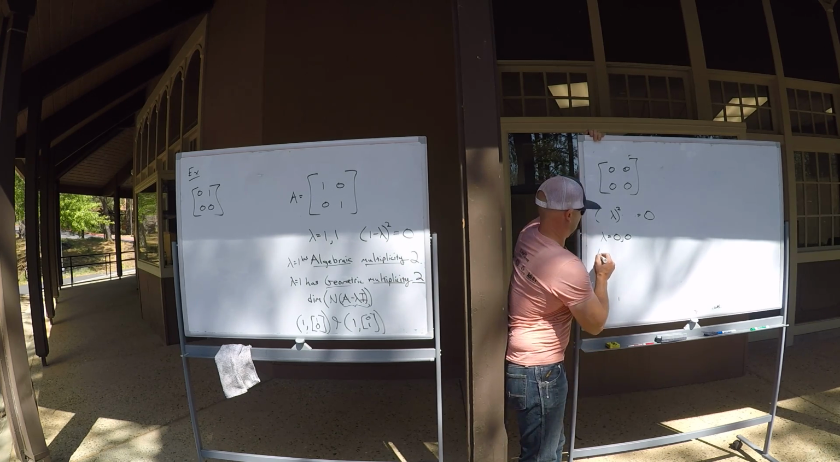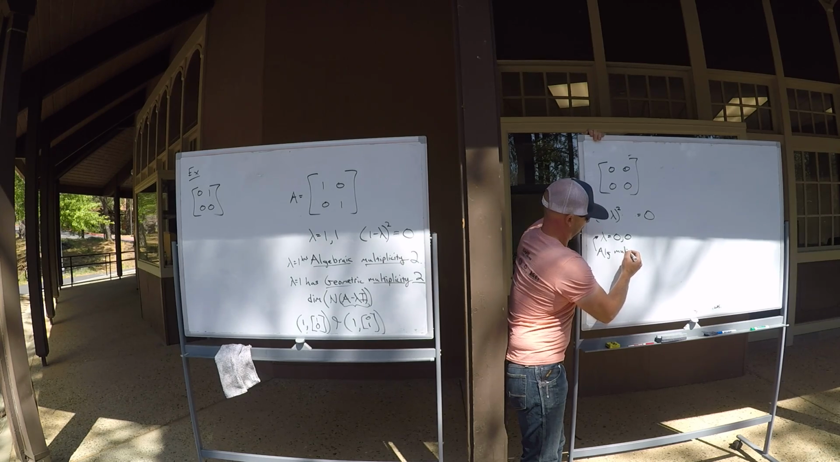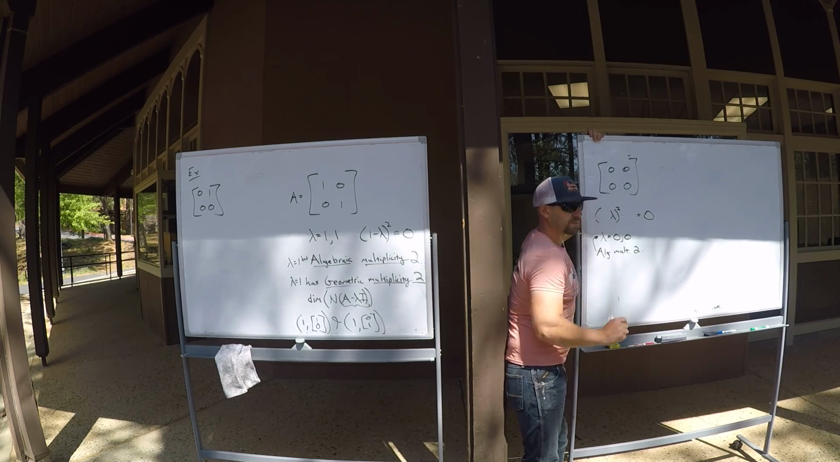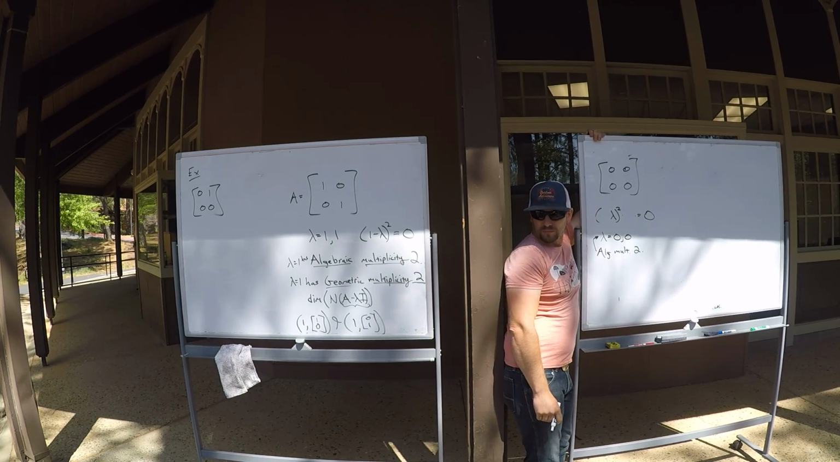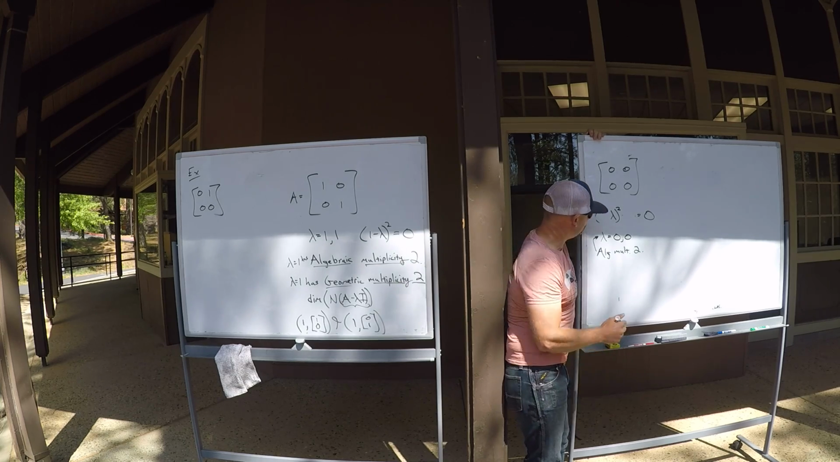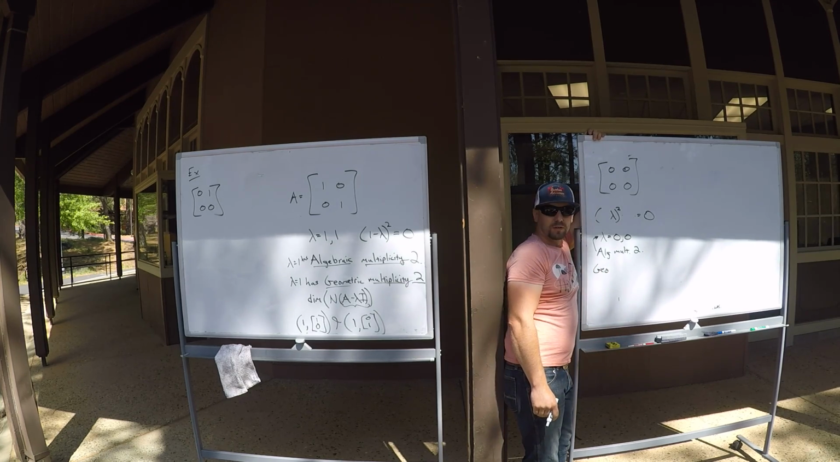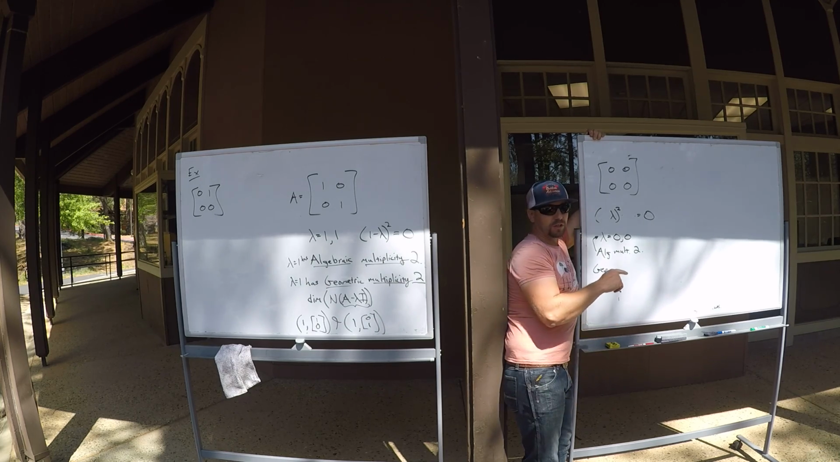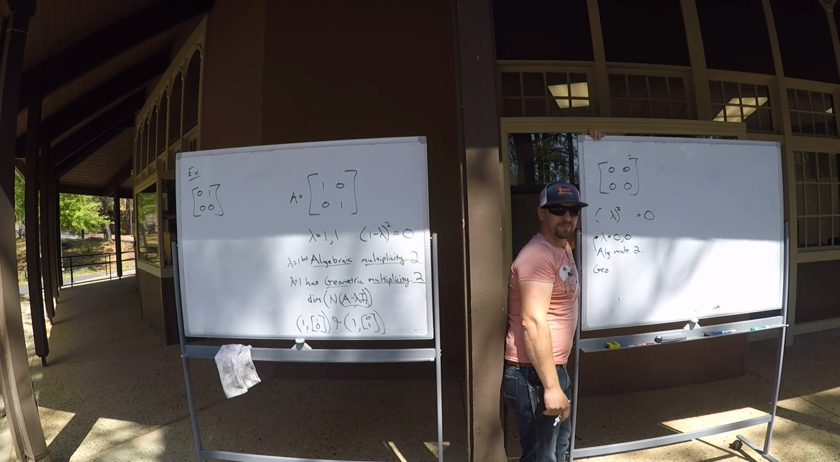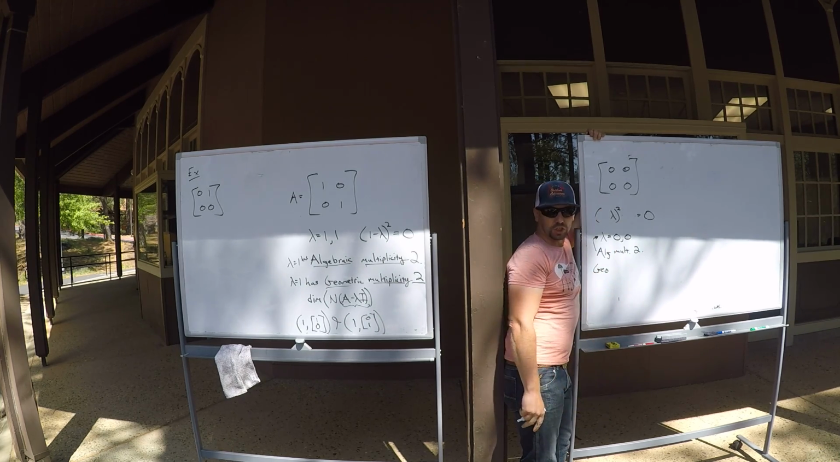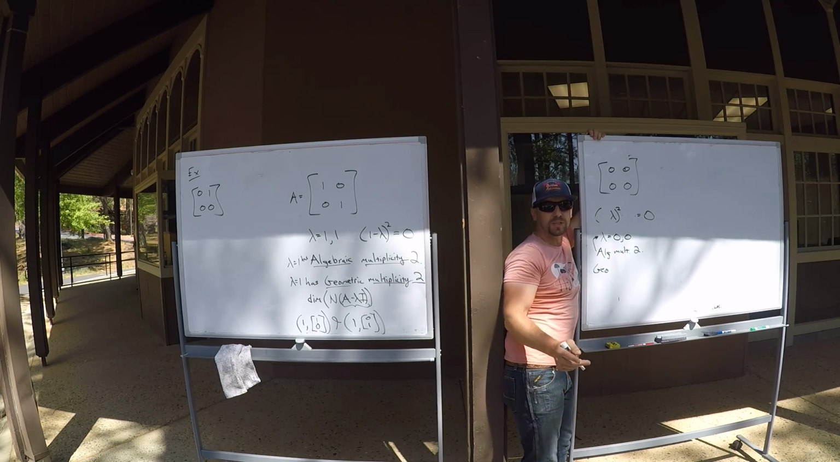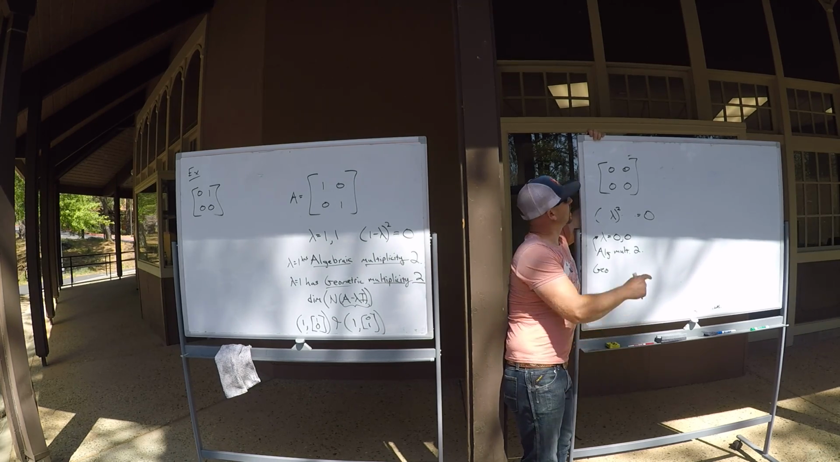Good. So that has algebraic multiplicity 2. Is everyone with me? What's the geometric multiplicity? 2. So what's the dimension of the null space of the zero matrix? It's 2, because the null space is all of R2. What is this thing mapped to 0?